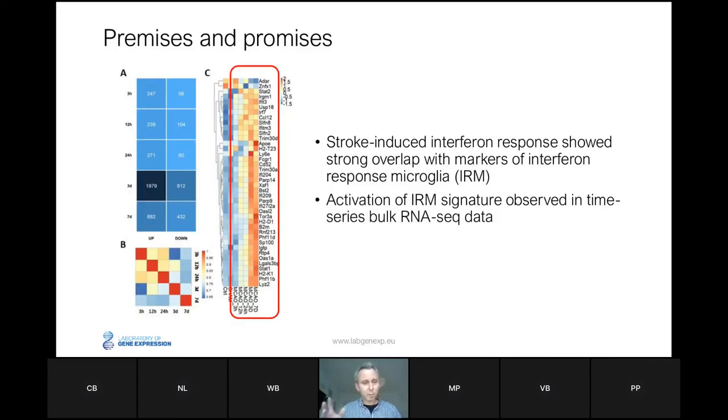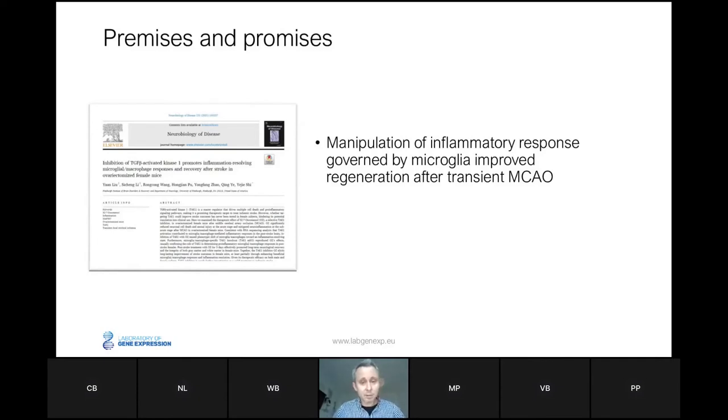So we looked deeper at this gene signature of the interferon-responsive microglia in a time series experiment using bulk RNA-seq data, and we saw a clear increase in expression with the peak at day 3. And what is the most interesting point is that the manipulation of this inflammatory response, which could be assigned to this particular subpopulation of interferon-responsive microglia, could be targeted and could improve regeneration after an experimental model of stroke. There are several examples of such studies. I selected this one because they also used the data obtained in our study.